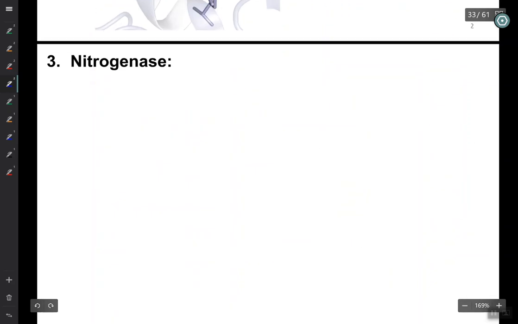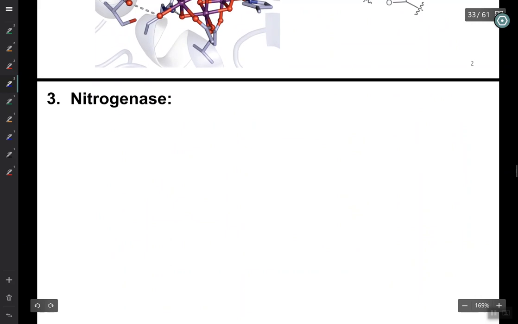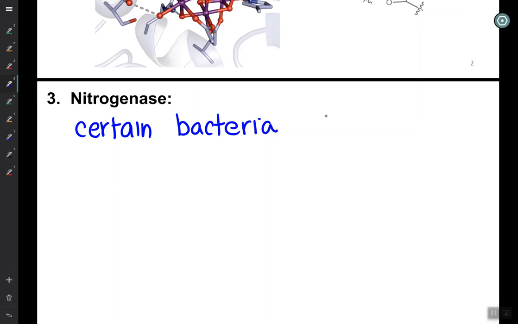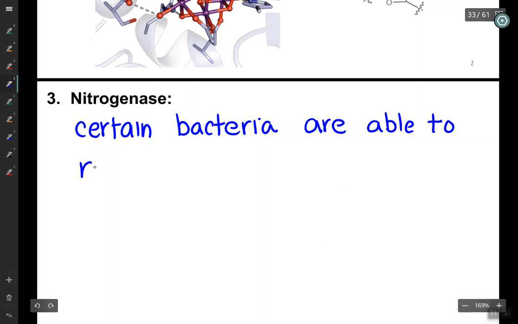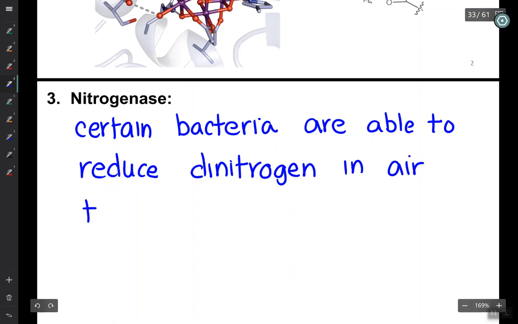Another very intriguing enzyme is the nitrogenase enzyme. It is found in certain bacteria, and in certain bacteria they're able to reduce dinitrogen in air to ammonia. This is also called nitrogen fixation. So if you read the literature, you might hear that term sometimes used.